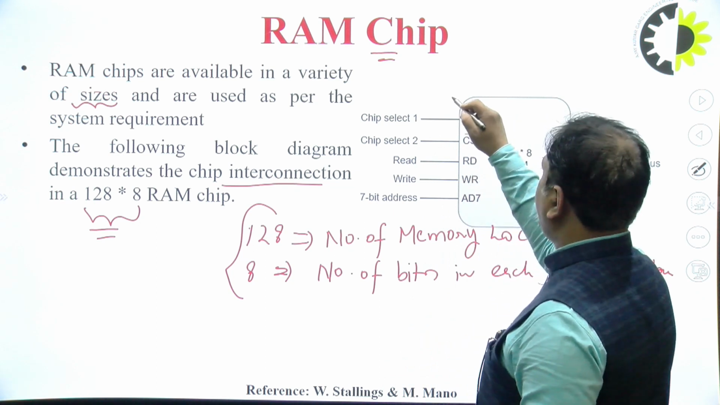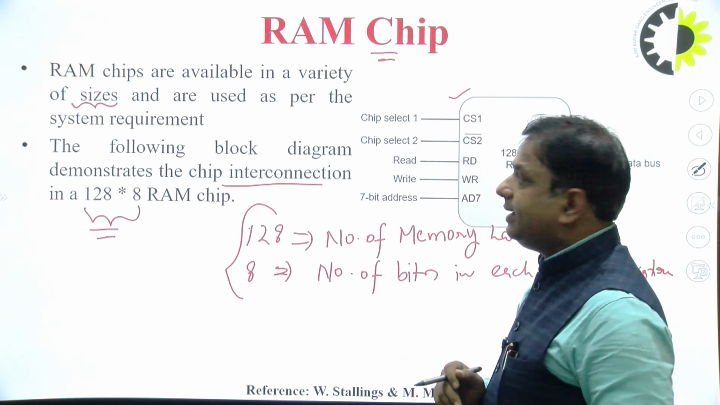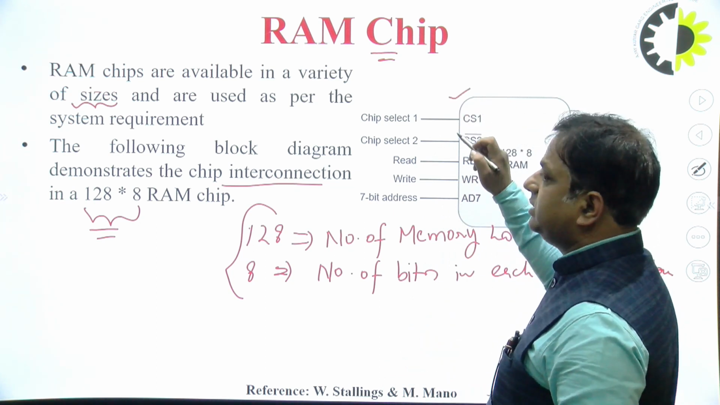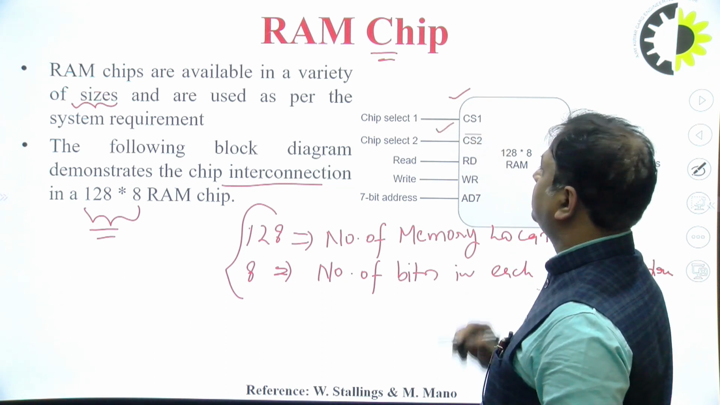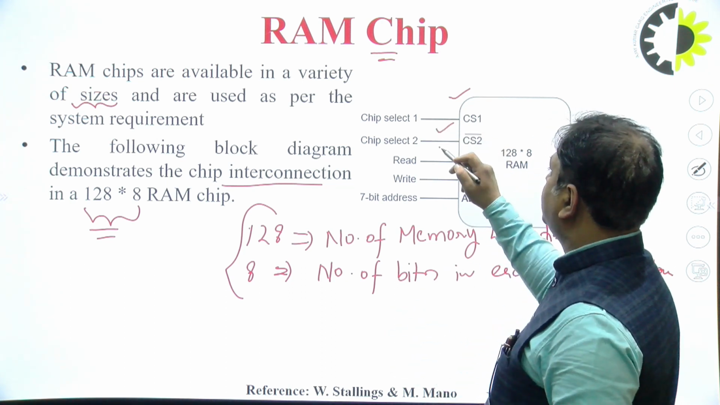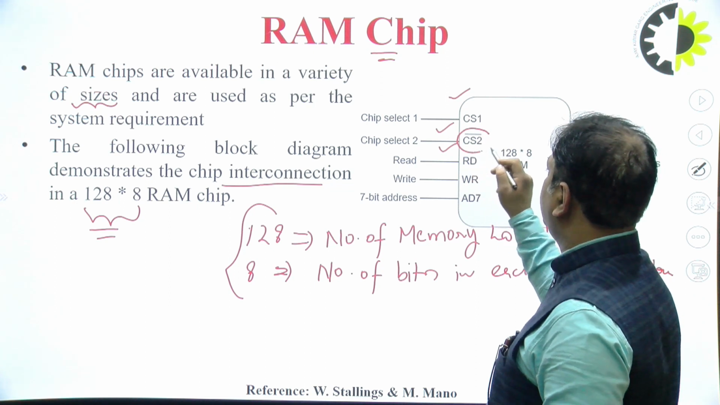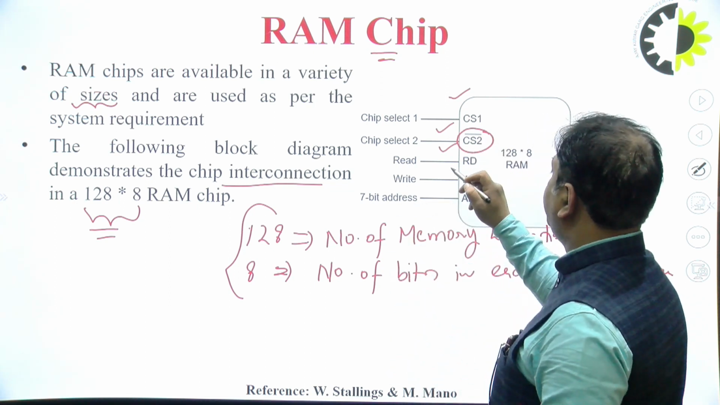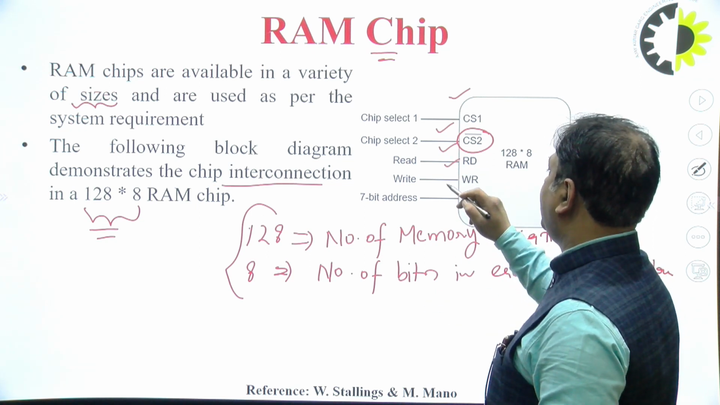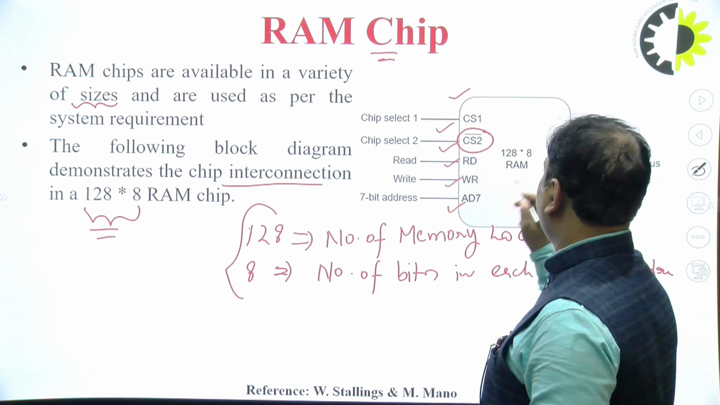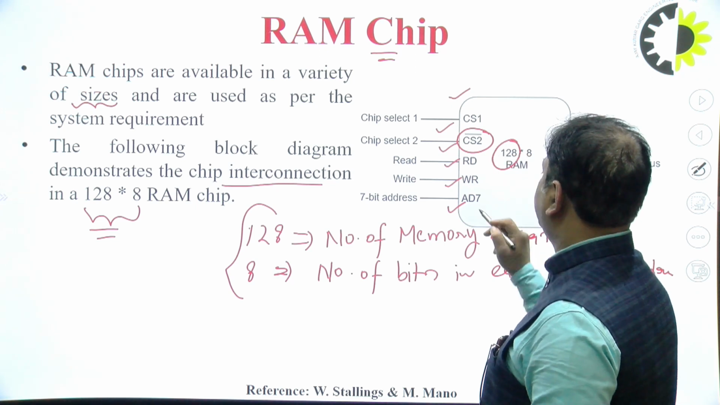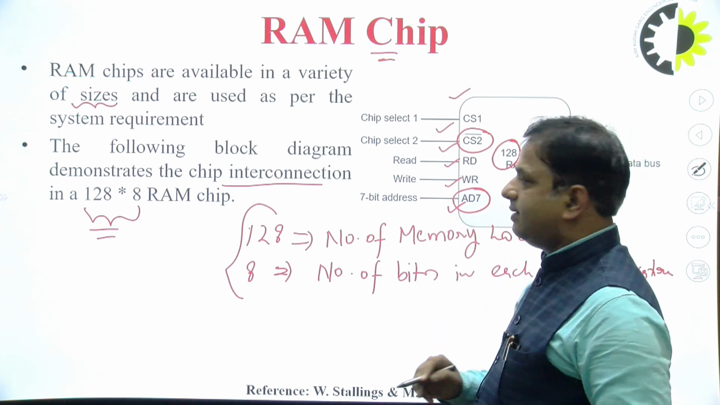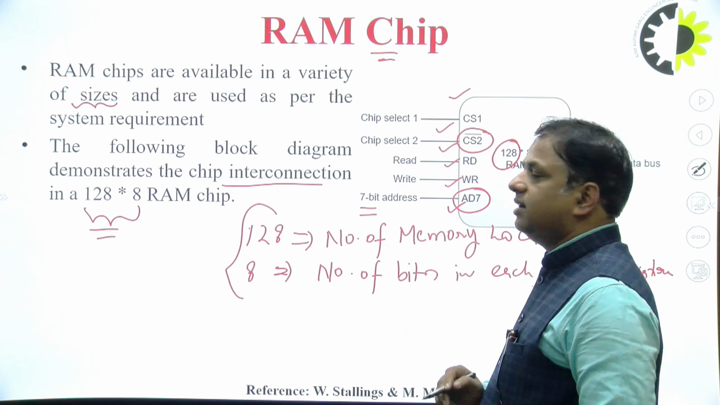This is the block diagram of the RAM. It contains a number of pins. First is chip select 1, second is chip select 2, which is in complement mode. The next pins are read and write, and for 128x8 there are 7 address lines. So 7-bit addresses are required.